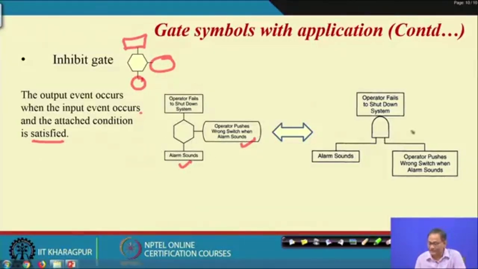Its equivalent is this: alarm sounds, operator pushes wrong switch when alarm sounds. So, it is an AND gate, but this is a conditional one. That is why this inhibit gate is used. If this happens, then this will be, and ultimately the operator fails to shut down. So, this is what an inhibit gate is.